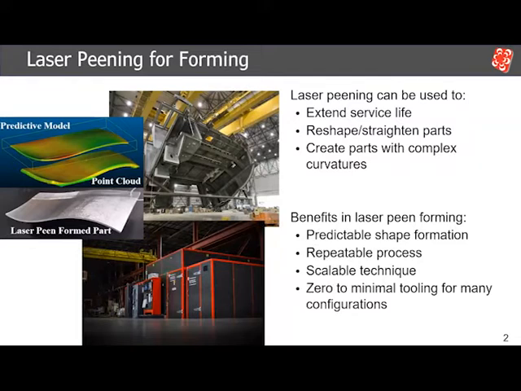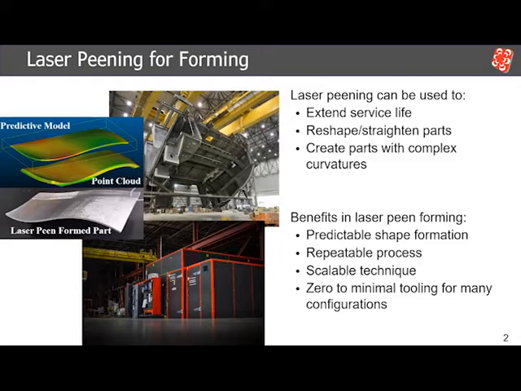Some of the benefits that you see if you actually use it for shaping and forming is that it's predictable, because all of the laser peening process is numerically controlled through the robots, through the laser peening system software. Each individual shot can be tailored to specific locations, specific process intensities. This also makes it very repeatable.